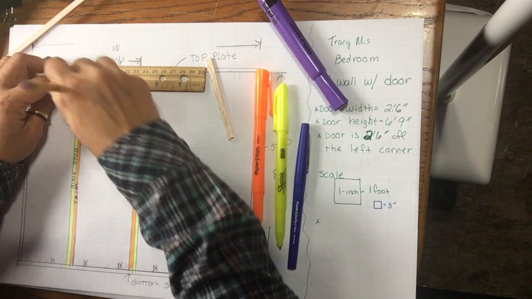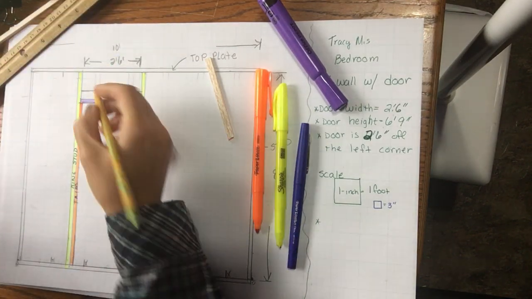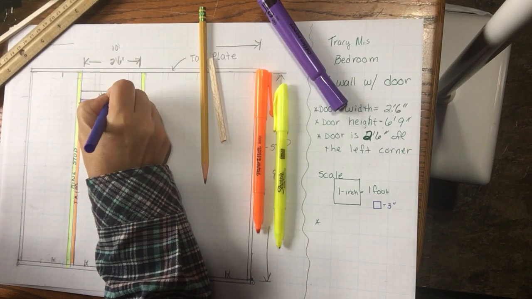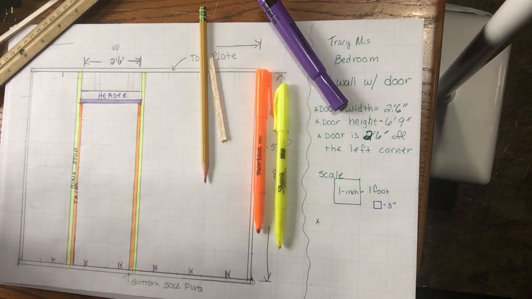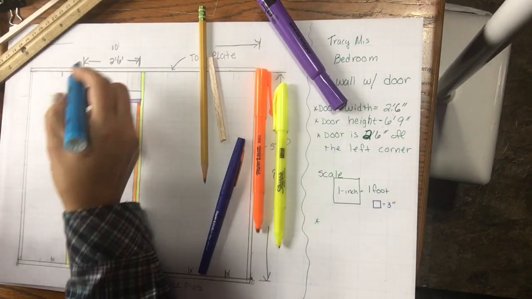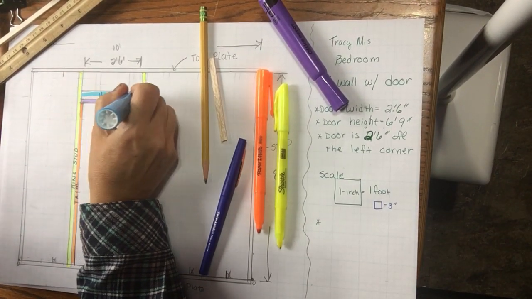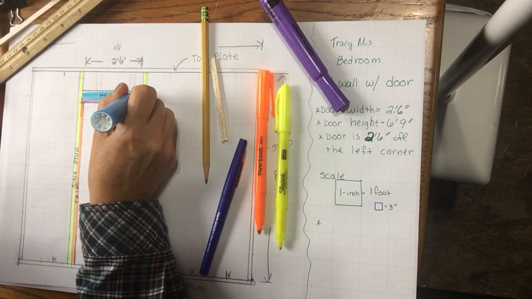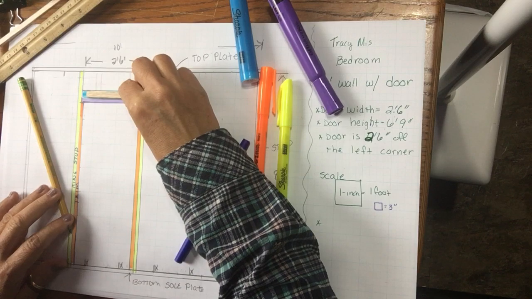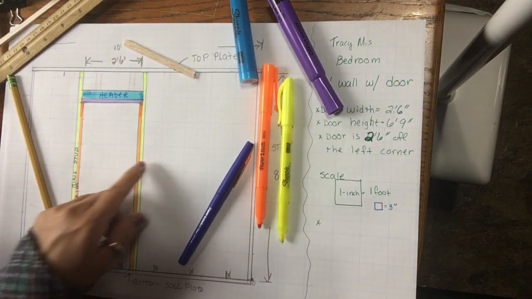So I'm going to put the header in. I'm going to label it header. I'll do it in marker so you can see it a little better. Header. Alrighty. How about I color the header another color just so you can see it better? We will go with the blue. So this is my header. And again, I made it pretty much the thickness of this piece of wood, which is about a square and a half.